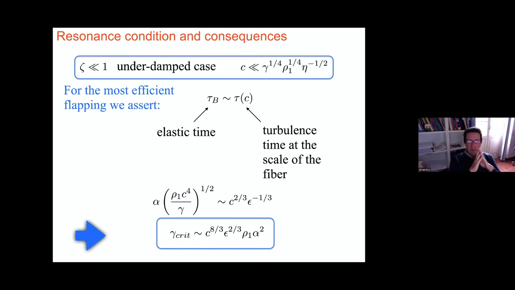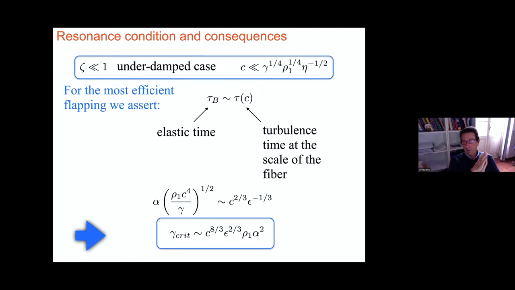Let me assume to be in the underdamped case, which is probably the richest one because you have inertia, we have the possibility to have an internal oscillation with the natural frequency, but you have also dissipation sooner or later. So it seems to be the most interesting situation. And in this case, as I discussed before, we have two times. We have just one time for the fiber, the elastic time, but you have a hierarchy of times in relation to the turbulent fluctuations.